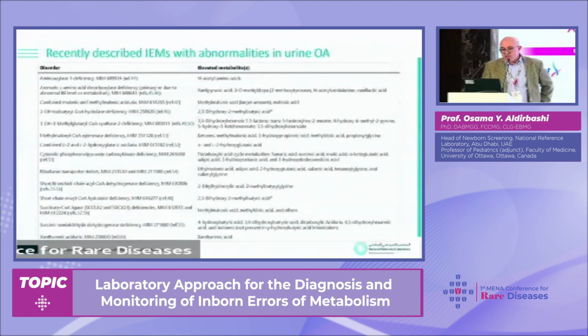Now, this list is again not to be read in its entirety, but these are many other newly or recently described inborn errors of metabolism that can be seen in urine organic acid. So again, it's a single test that can tell you a lot of information. And we have recently seen aminoacylase deficiency, for example, in urine organic acid, where unusual N-acetylated amino acids can be seen.